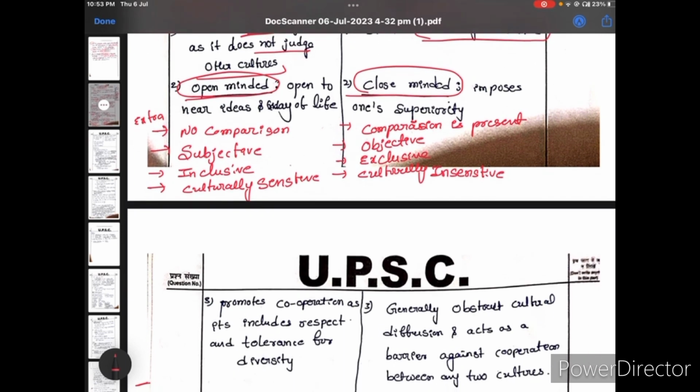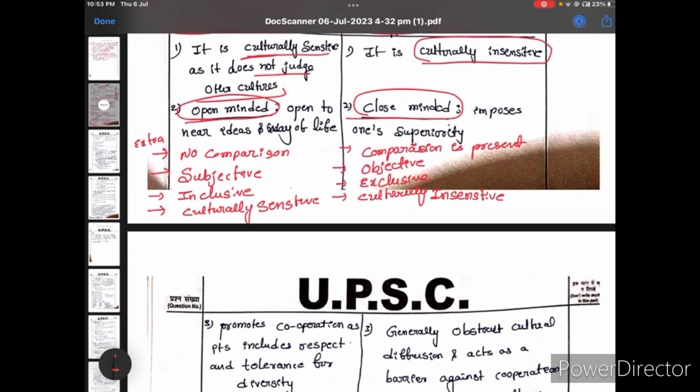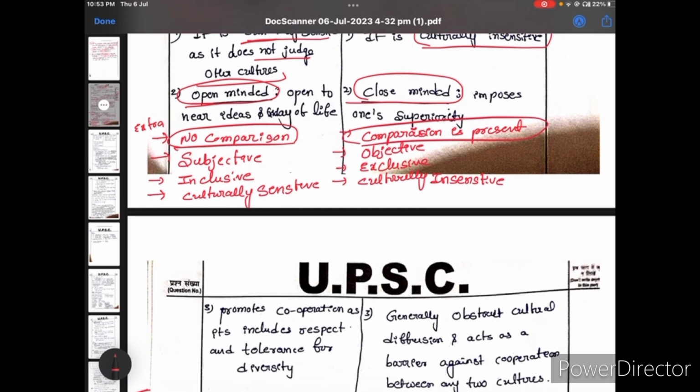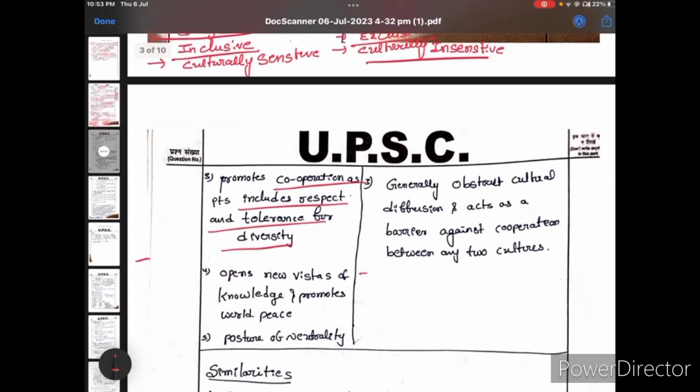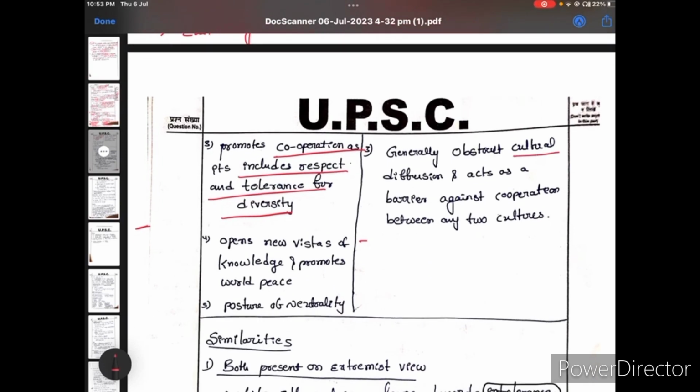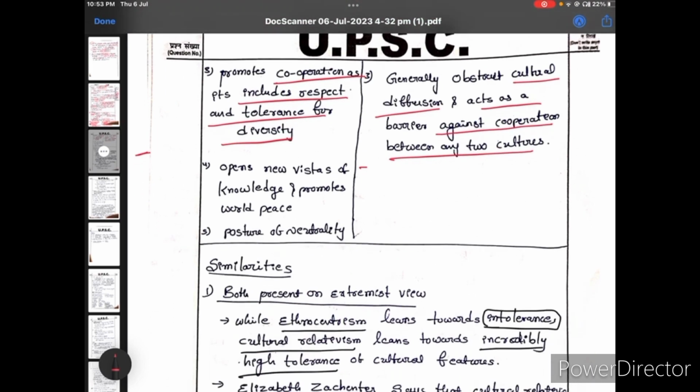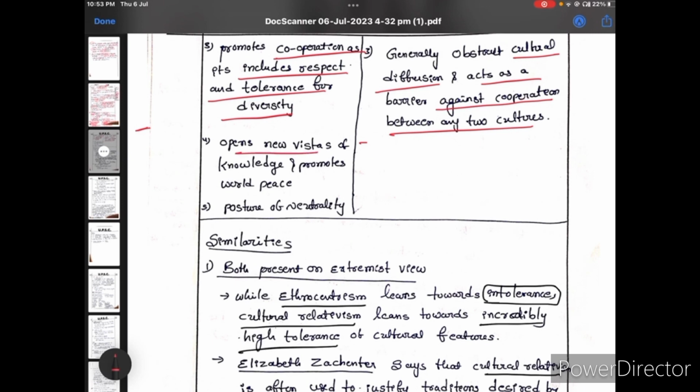See, and here I give some extra points. In cultural relativism there is no comparison, and in ethnocentrism comparison is present. It's subjective versus objective, inclusive versus exclusive, culturally sensitive versus culturally insensitive. And next, cultural relativism promotes cooperation and includes respect and tolerance for diversity. But ethnocentrism generally obstructs cultural diffusion and acts as a barrier against cooperation between any two cultures. Next, it is open to new visits and knowledge, promotes world peace and a posture of neutrality.